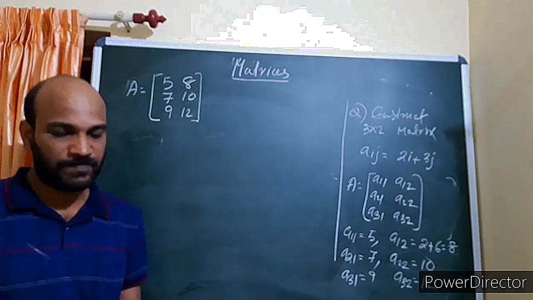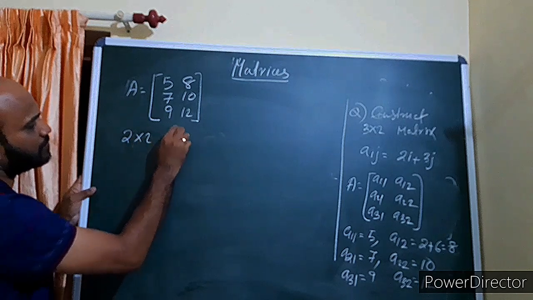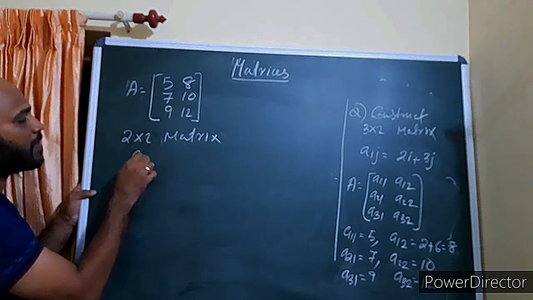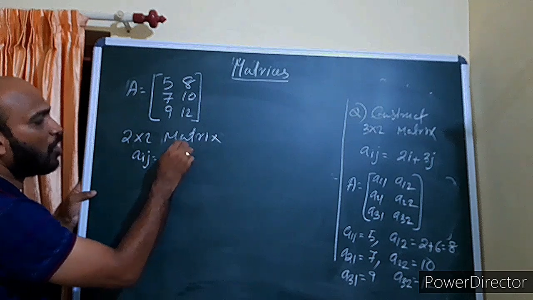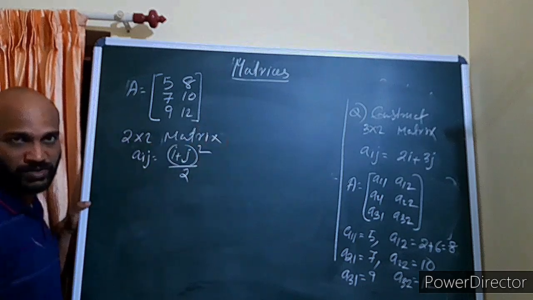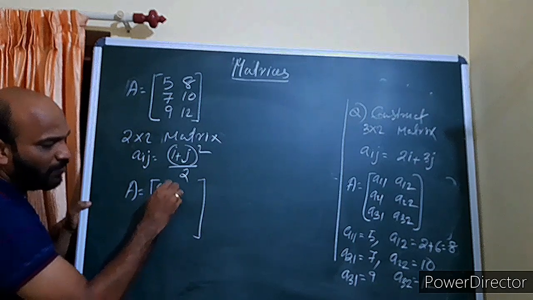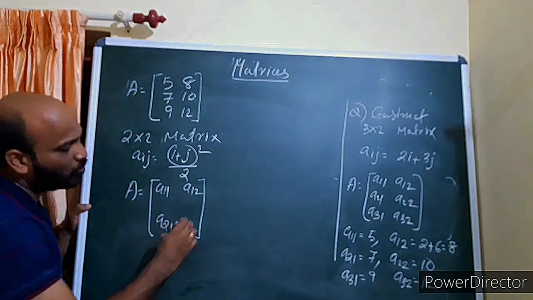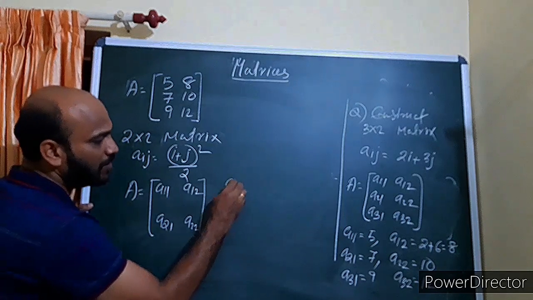We can write one more question. The question is, construct a 2x2 matrix whose elements are given by Aij equal to (i plus j) whole square by 2. This is a simple question. We have to form a 2x2 matrix. So first we will write its structure. That is A11, A12, A21, A22. And we will find each element.